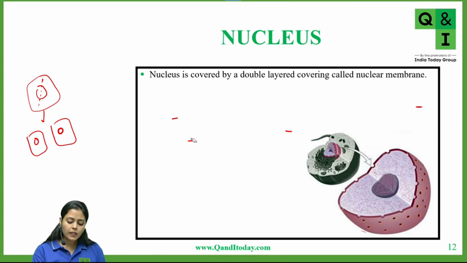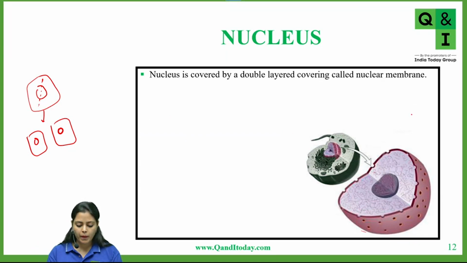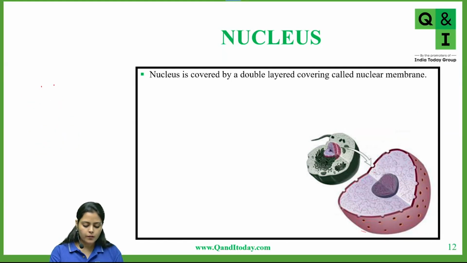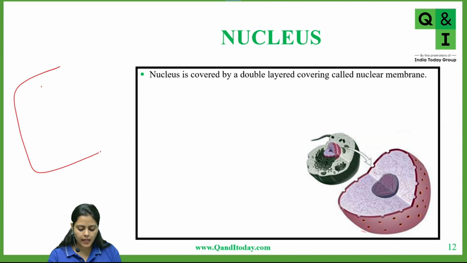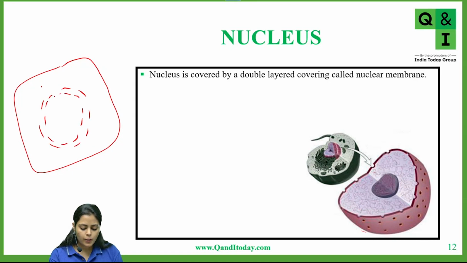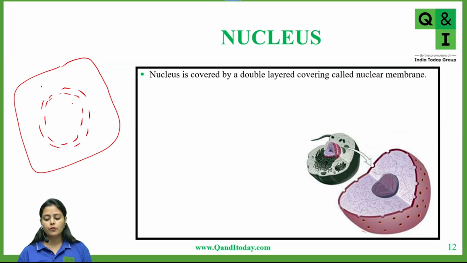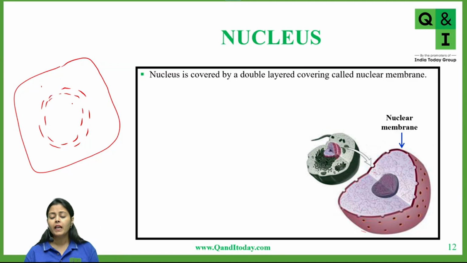Now, coming to the structure of the nucleus. The nucleus is basically covered by a double membrane. If I draw the structure, this is the nucleus, and suppose this is the cell. I'm drawing it on a large scale. See this: this is the first membrane and this is the second membrane. So it is a double membrane bounded structure. There are two membranes present, and these are called nuclear membranes.